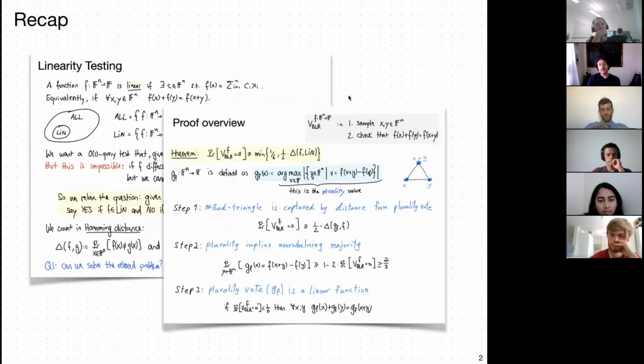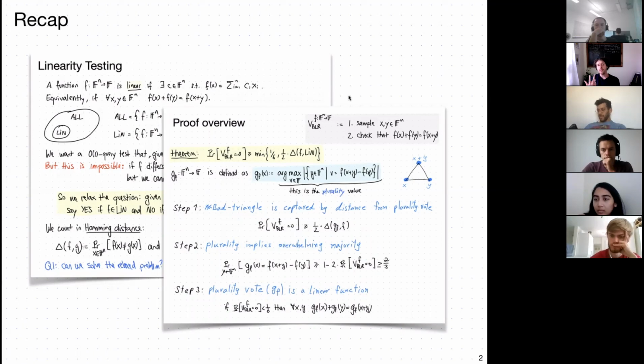So we had this nice algorithm in which we looked at a triangle. So what is a triangle? We picked some x, we picked some y, and then we made 3 queries, f of x, f of y, and f of x plus y. And we checked the relation that f of x plus f of y is equal to f of x plus y. That is a local constraint.